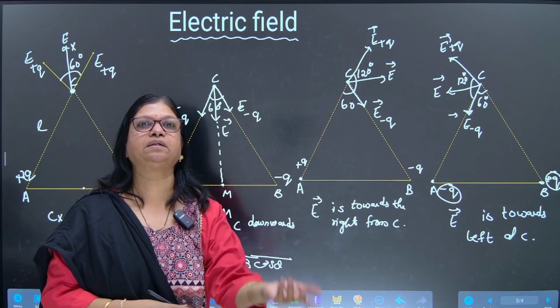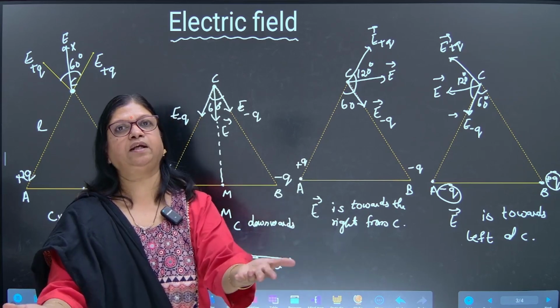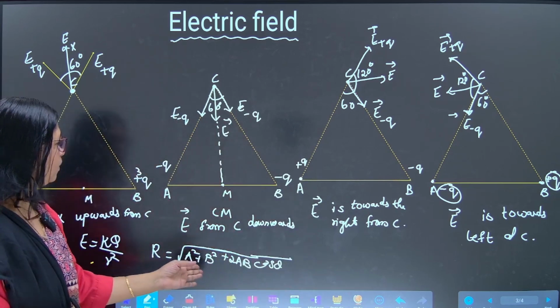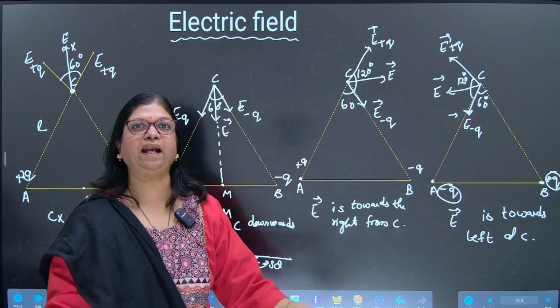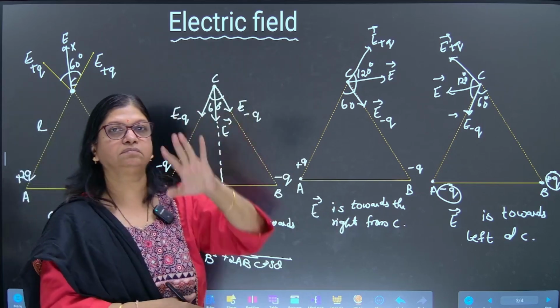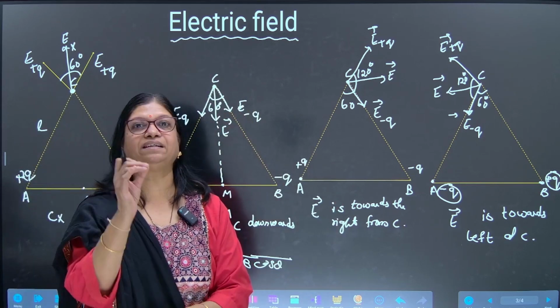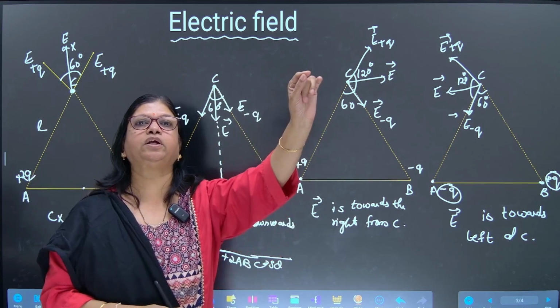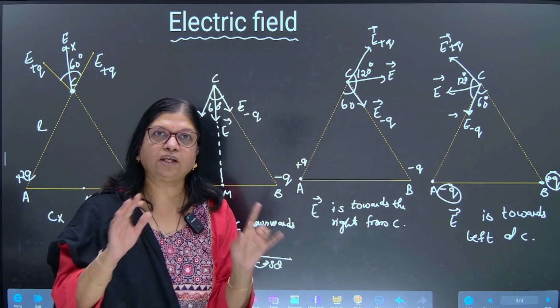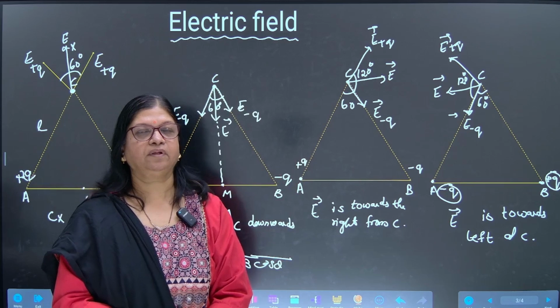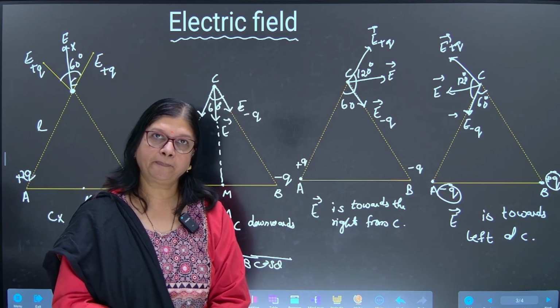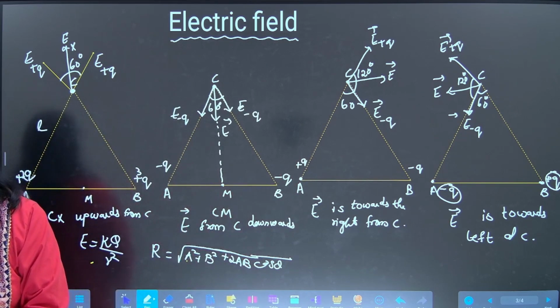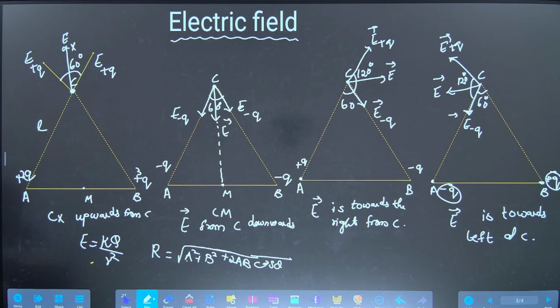Once you know the direction and magnitude, just substitute. Put it in this formula. Find out the resultant. Resultant is ready. Directions are ready for the resultant. That is the electric field due to these two charges at one point C of an equilateral triangle. Am I clear? Okay. So just take a screenshot of what I have done. And remember, this is a general fast revision.